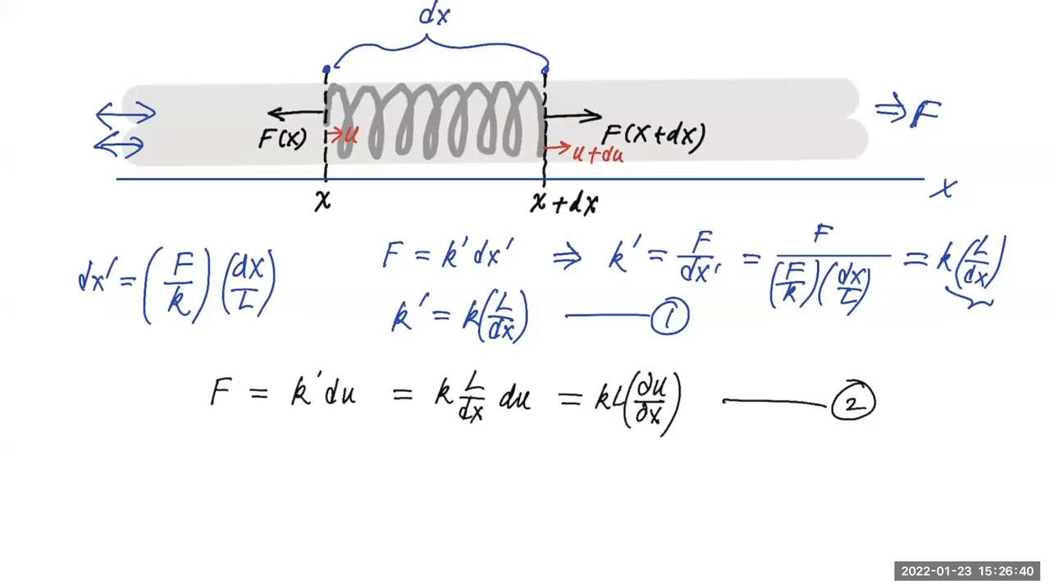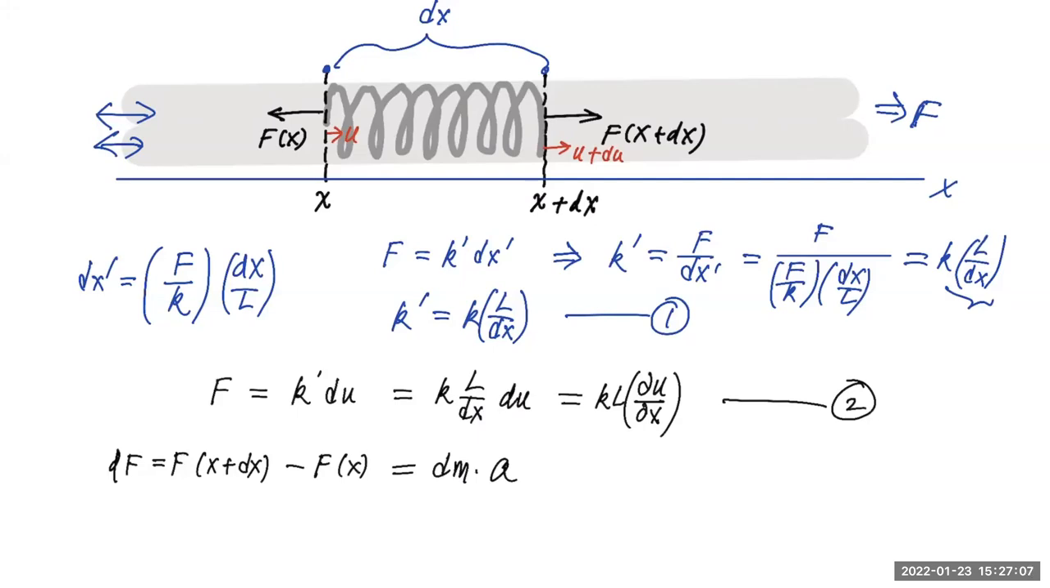The net force is F on the right side, at x plus dx, minus F on the left side, which is x. So that net force is actually dF. That dF is what was responsible for the acceleration of this little segment. The little segment has mass dm, and the acceleration is a. So F equals ma, right?